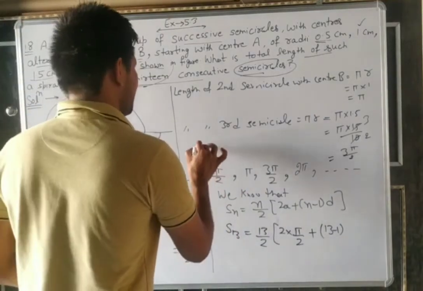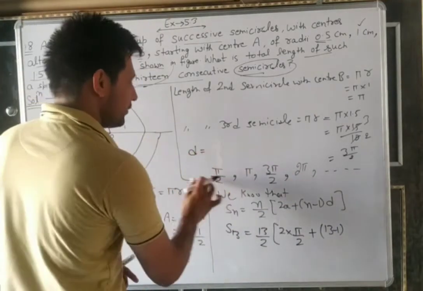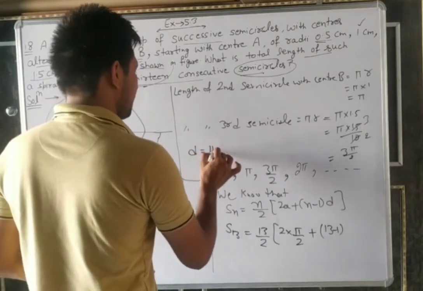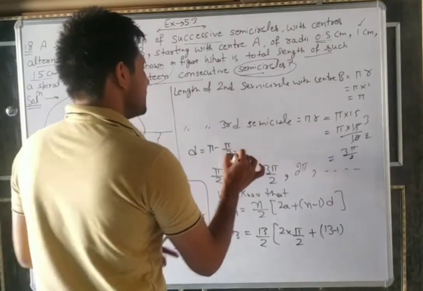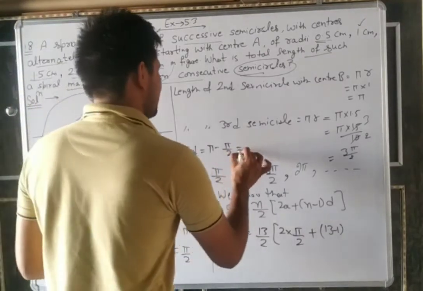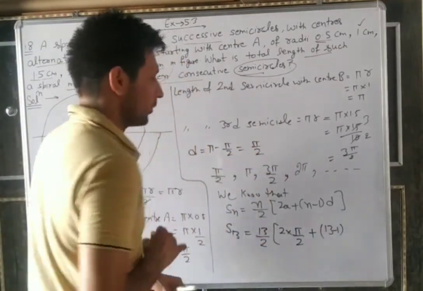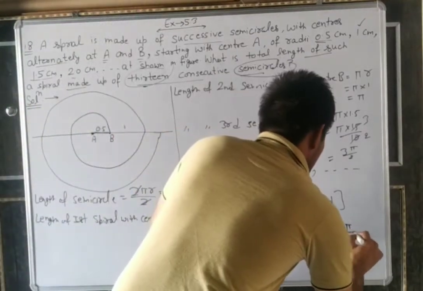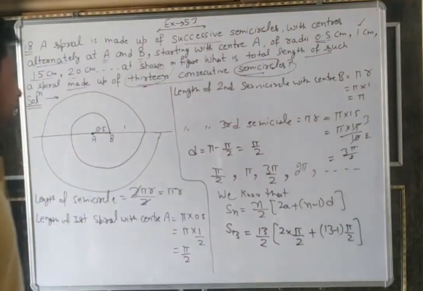So you can find d like this. d is pi minus pi upon 2. Second term minus first term, it will come pi upon 2. Okay? So it is also pi upon 2. Understand here?